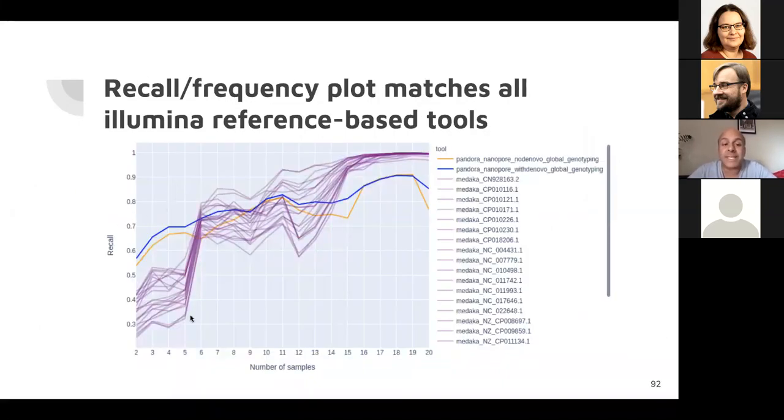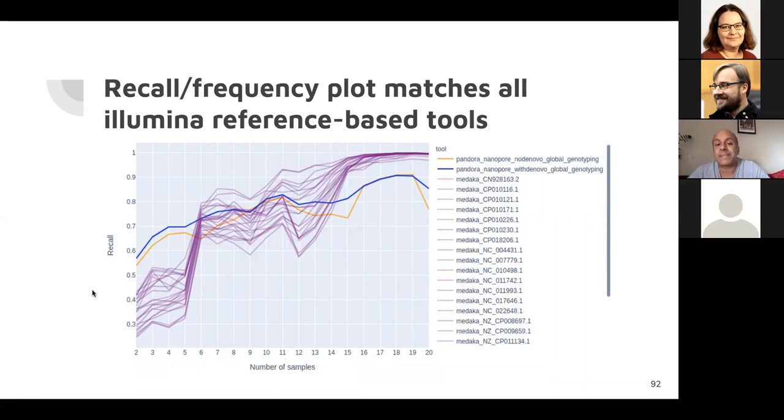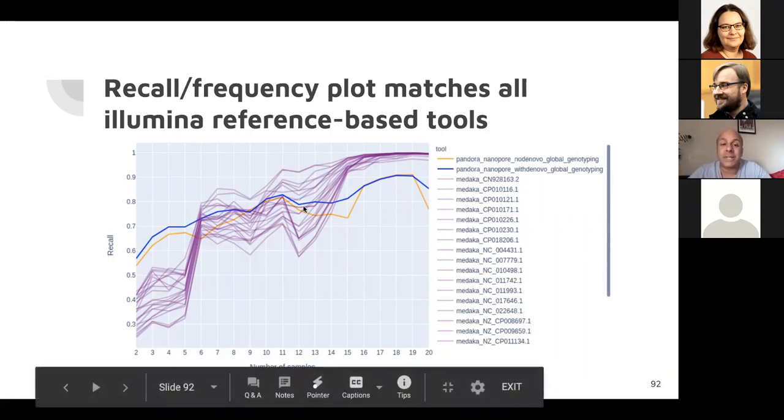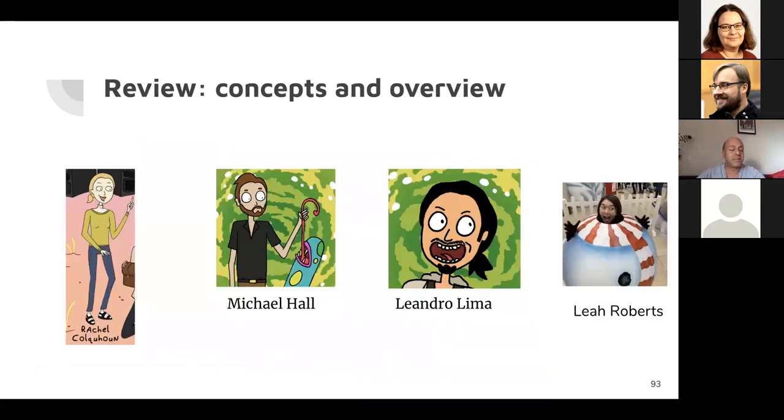If you break it down by frequency, this plot is exactly the same plot we had with all the other reference-based tools on Illumina. You see the same stuff. I think it has worked. Okay, that's a bit of a rush. We're three quarters of the way through the talk. I'm going to remind you of the heroes of this: Rachel, Michael, Leandro, and Leah.